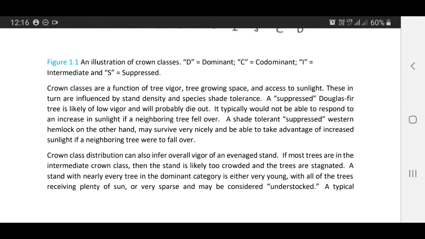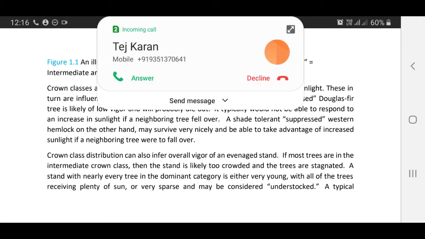If the trees growing side by side with it fall, it will grow, and it means it will not die because it is shade tolerant. It will survive.